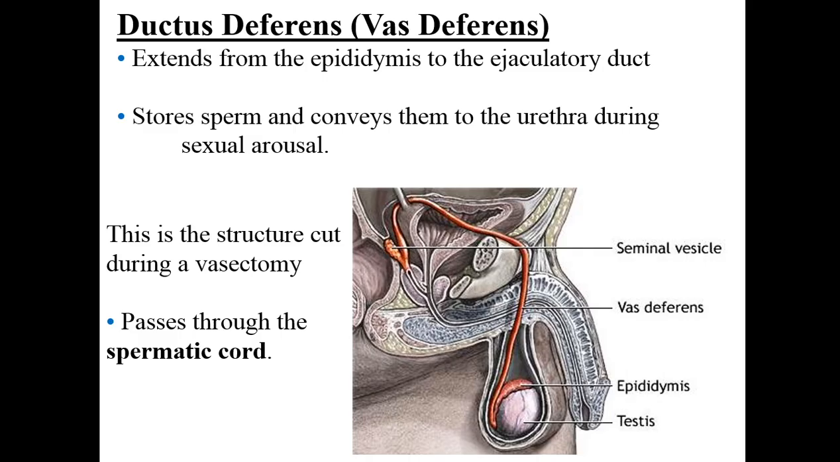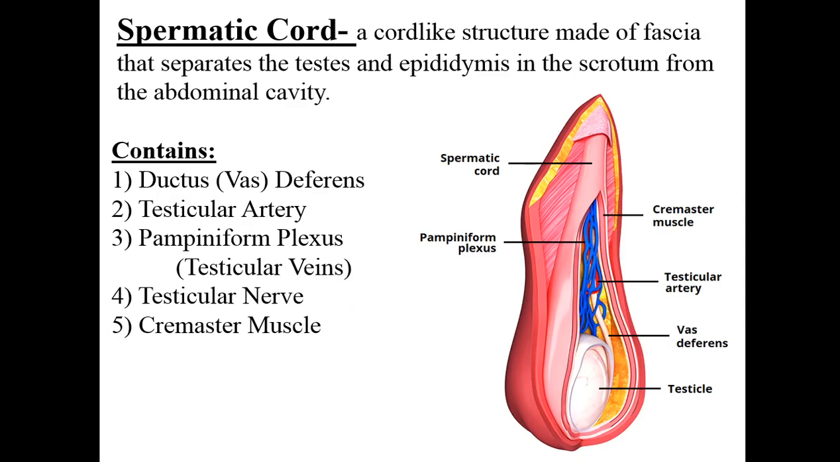Now the ductus deferens extends from the epididymis to the ejaculatory duct. It also stores sperm and conveys them to the urethra during sexual arousal. This is also the structure that they cut or tie off during a vasectomy. And this is one of the things that pass through the spermatic cord. You see our nice long ductus deferens there, moving from the epididymis all the way up.